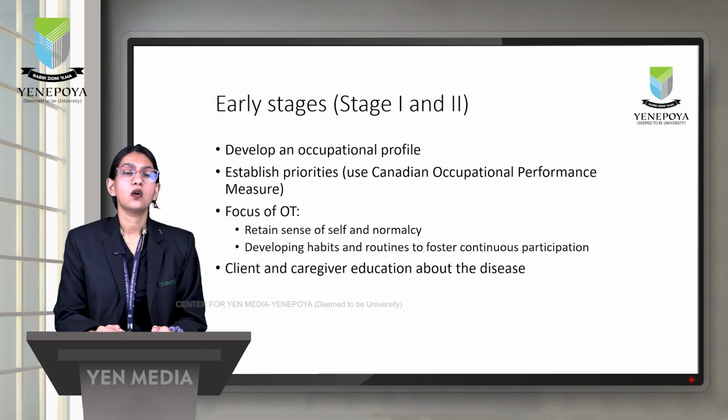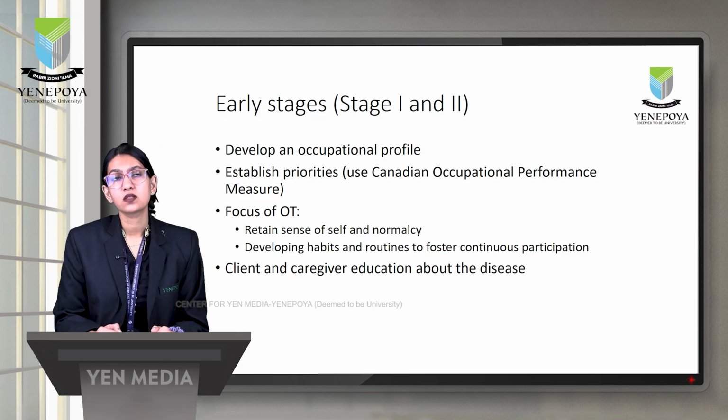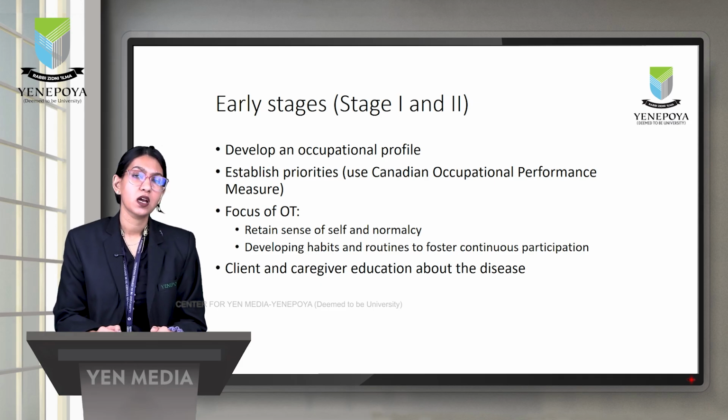Firstly, let's discuss the occupational therapy management in the early stages of Parkinson's disease. First and foremost, the occupational therapist will develop an occupational profile and they will establish priorities. They may use the Canadian Occupational Performance Measure or COPM, and the focus of occupational therapy will be to retain a sense of self and normalcy in the clients and to help the clients develop habits and routines to foster participation even as the disease progresses.